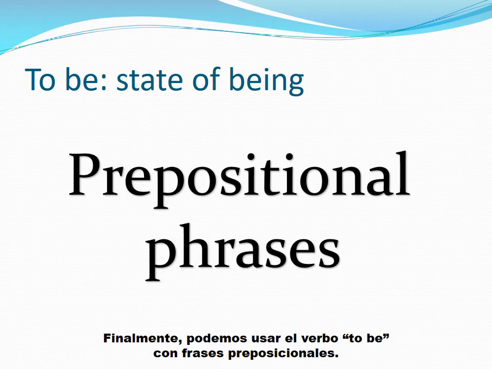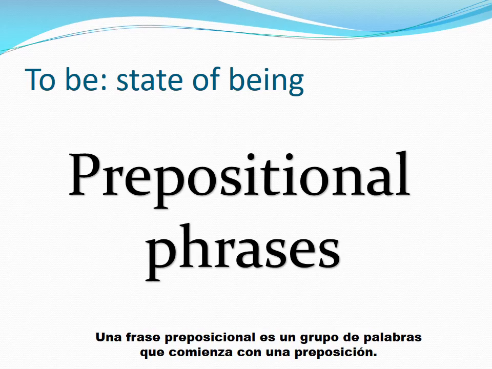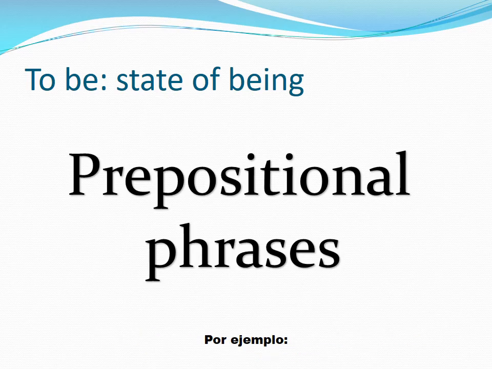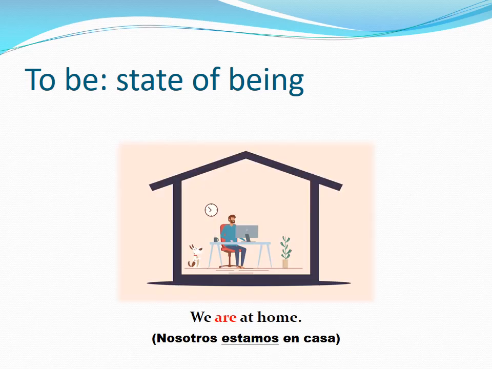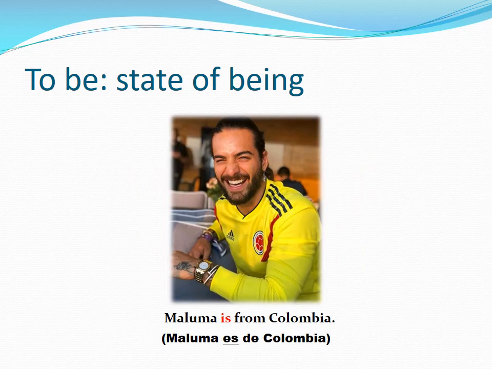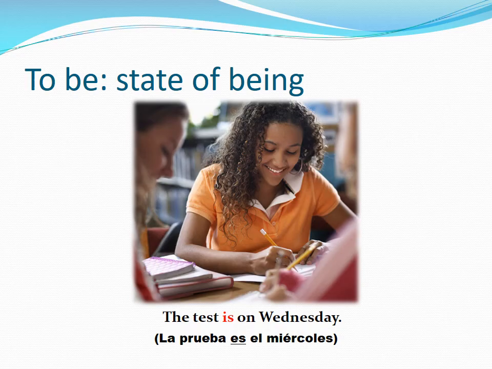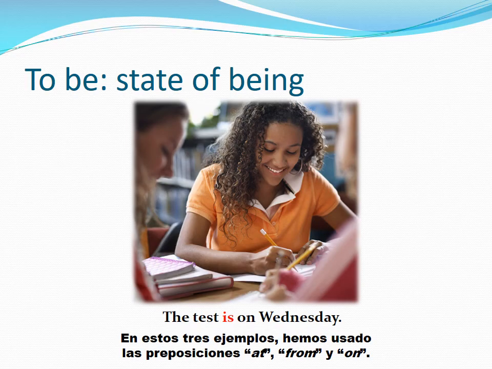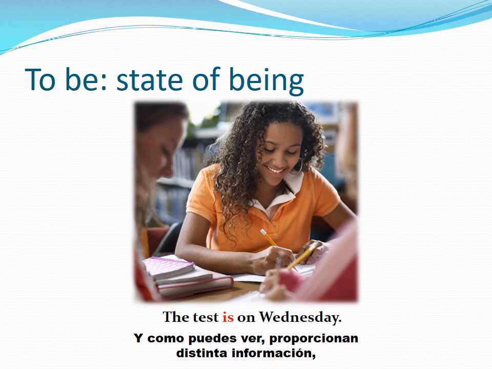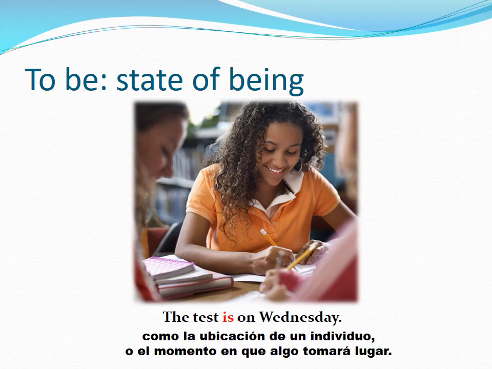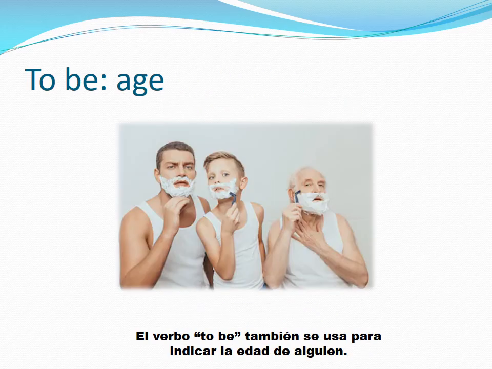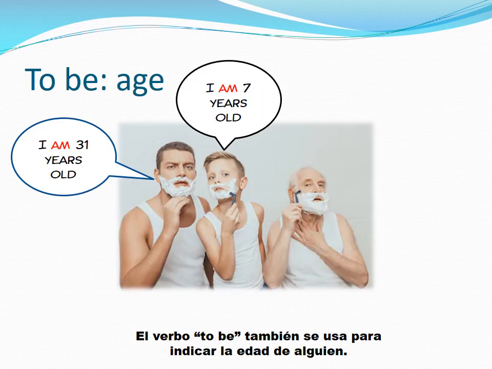Finally, we can use the verb to be with prepositional phrases. A prepositional phrase is a group of words that begins with a preposition. For example, we are at home. Maluma is from Colombia. The test is on Wednesday. In these three examples, we have used the prepositions at, from, and on. And as you can see, they provide different information, like the location of somebody or the time an event is taking place. The verb to be is also used to indicate someone's age.